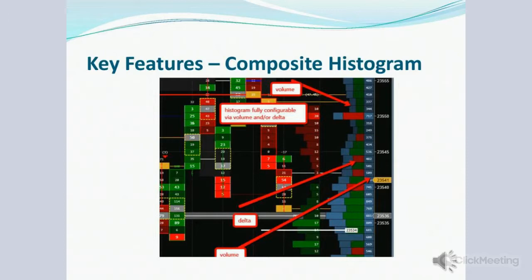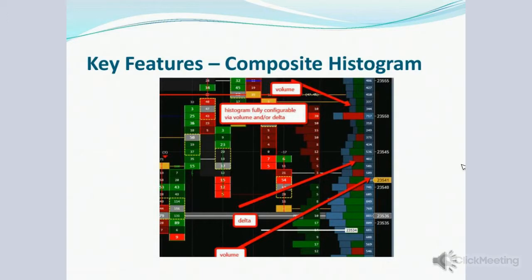Now, here we are. Key features. Our composite histogram has a combination of bid-ask, volume, or delta, which we can turn on and off at will, whichever combination you like.